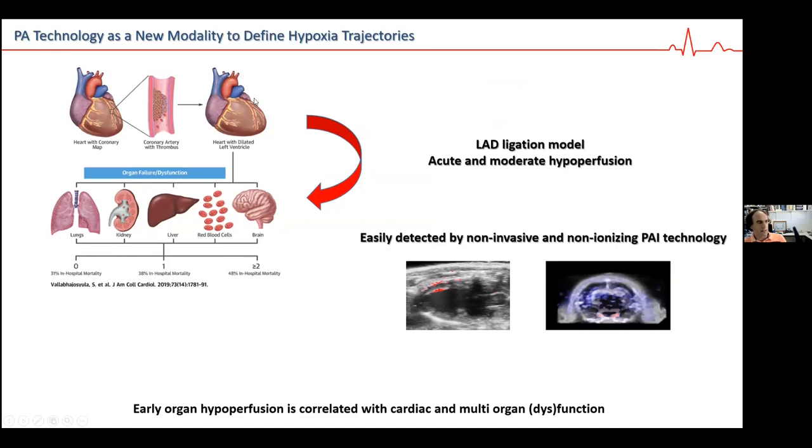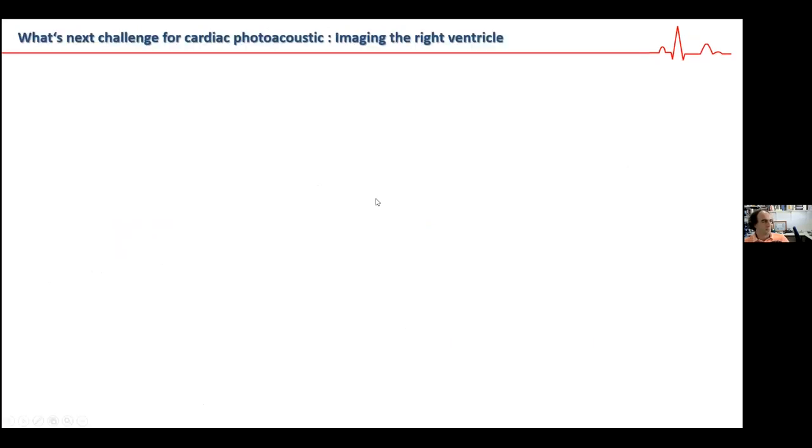So after assessing the left ventricle, we tried to find out what's going on in the right ventricle. If we target the right ventricle, it could be interesting. But the right ventricle is more tricky to measure in terms of function. It's quite challenging to get a good view of the right ventricle because it's behind the sternum. The geometry of the right ventricle is so different from the left, so it's very difficult to handle.